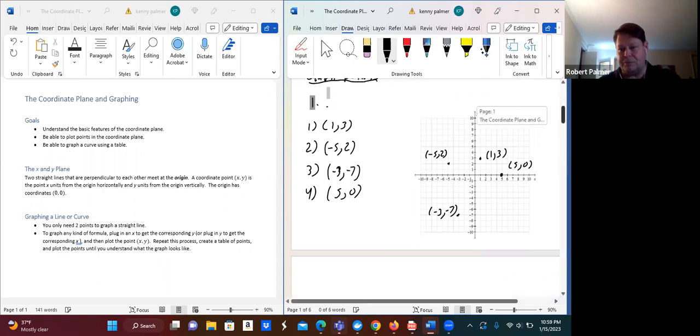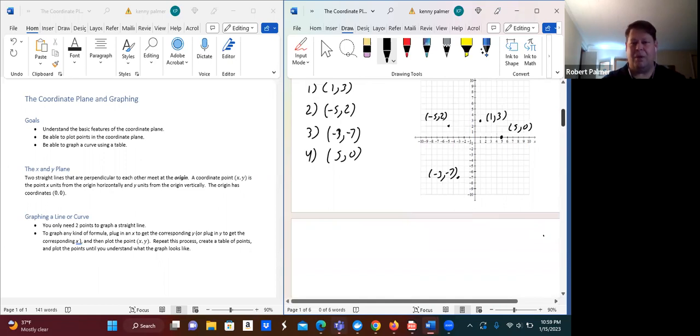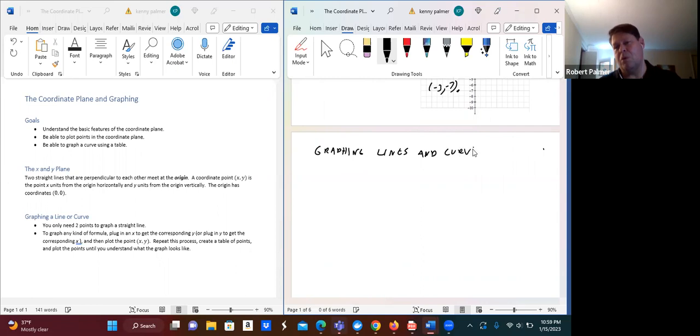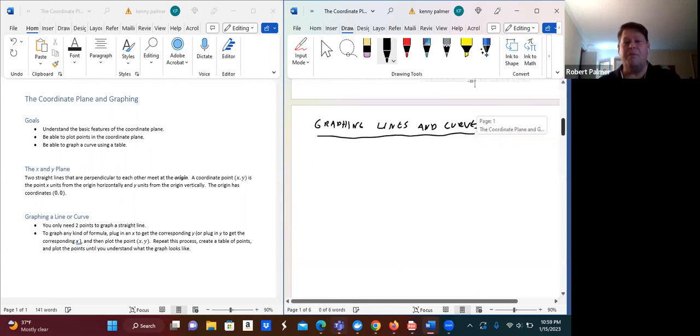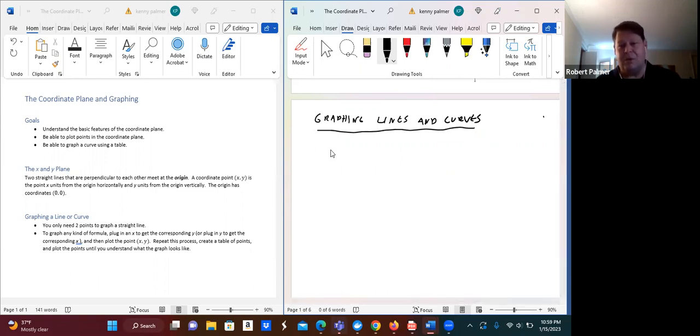Now, let's look at our next idea, which is basically graphing lines and curves. So there are other, often better ways to graph curves and lines in the future, but here we're going to focus on just the most simple way, which is essentially to plot points. Okay, so let's do an example.